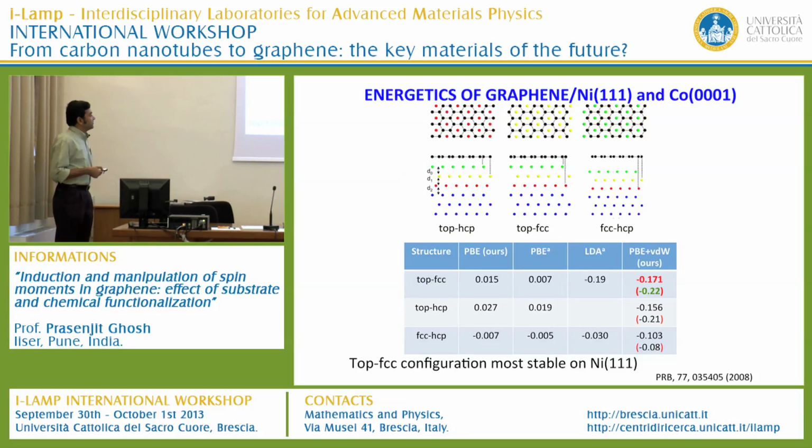From our calculations, we find that the top FCC is the most favorable, as has been predicted by the experiments. The red ones are for nickel, and the numbers below in the red parentheses are for cobalt. We find that for cobalt, the top FCC, the HCP FCC and the top HCP are equally probable to find. And this is also consistent with some STM measurements reported in the literature.